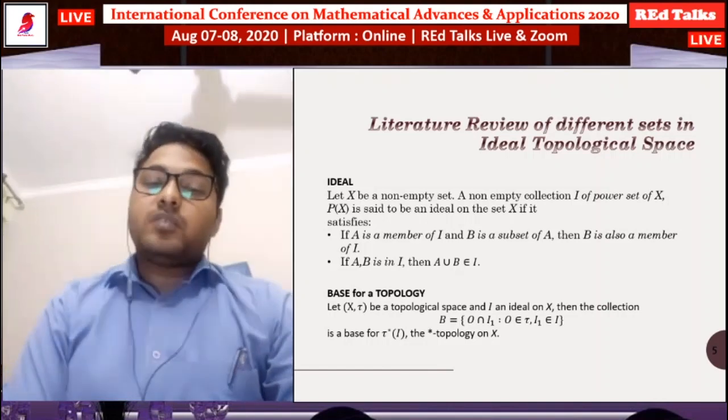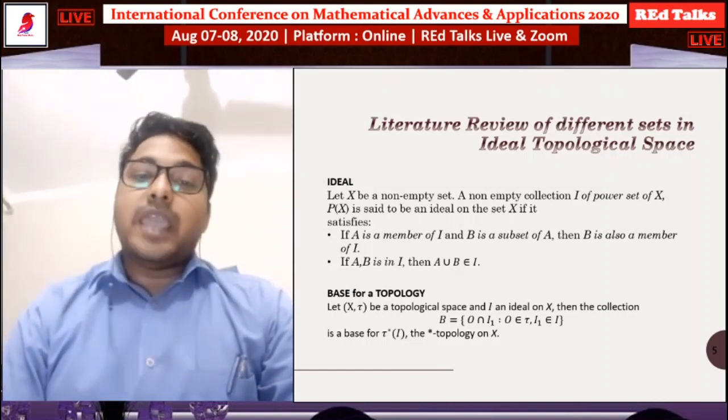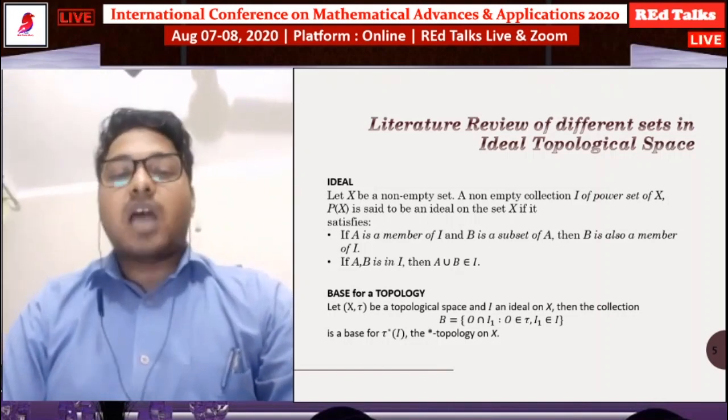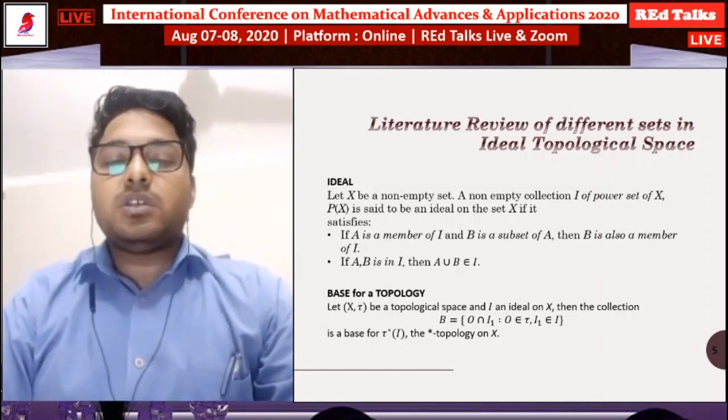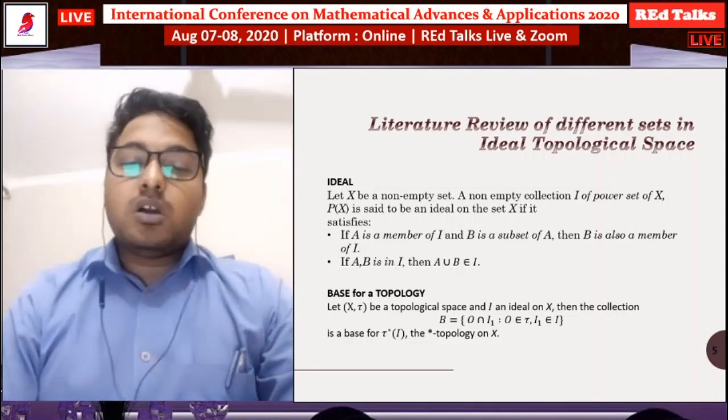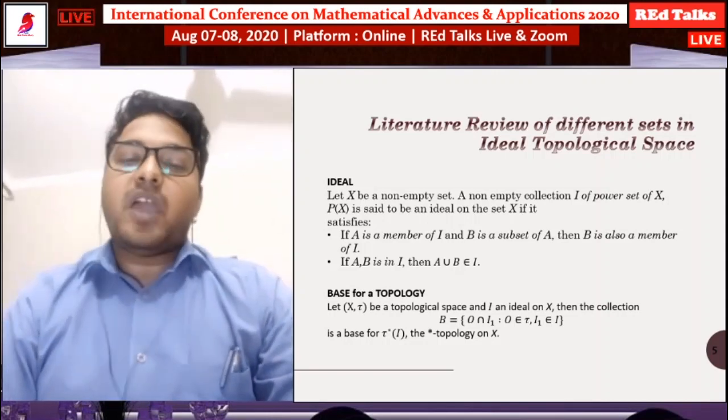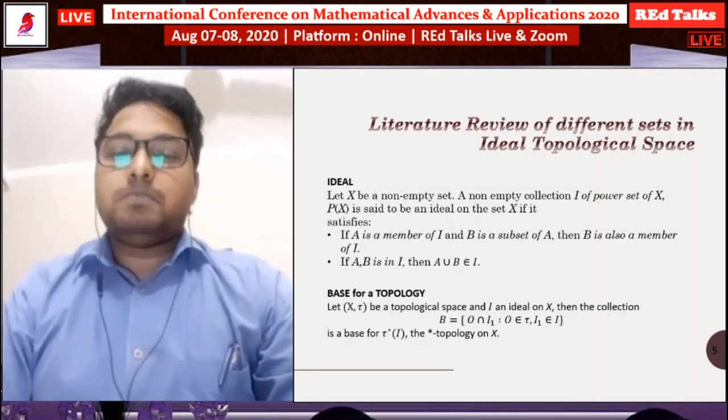With the help of this I, Jankovic defined Cl star of A, which you can go through in the literature. I'm just giving you a hint of how he defined Cl star of A and so on.